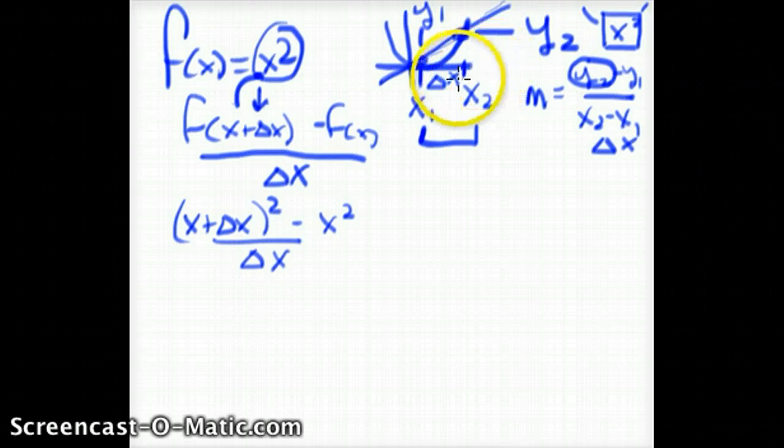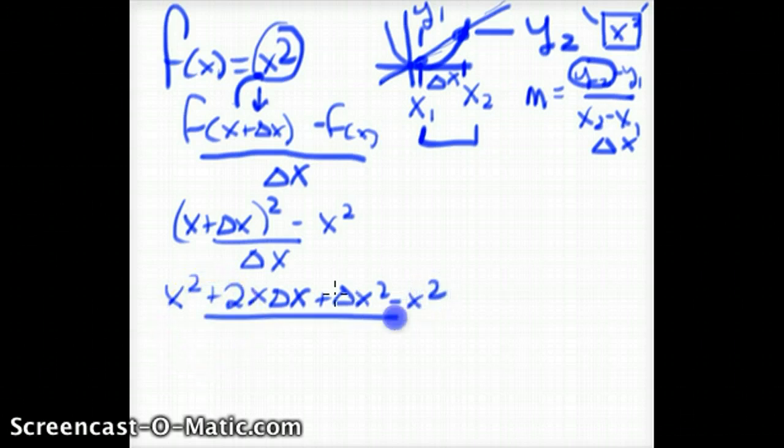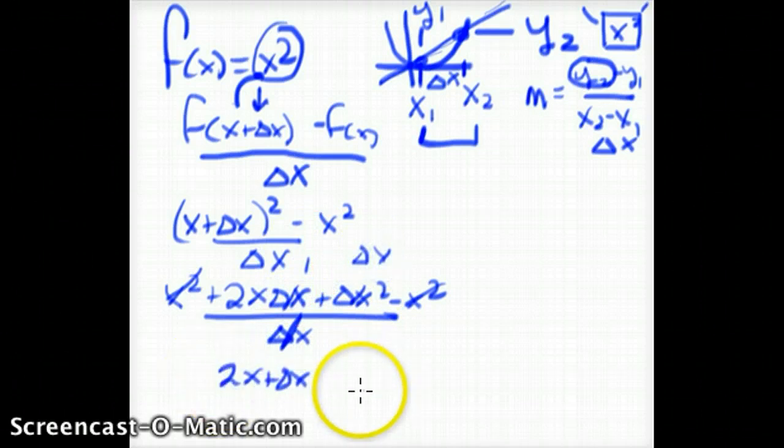Okay, let's do a little manipulation. Everybody knows that's x squared plus 2x delta x plus delta x squared minus x squared. And this is all over delta x. Now we clean this up, the x squareds go away, and of course delta x goes into delta x one time, delta x into delta x squared, delta x times. So now I have 2x plus delta x, okay?